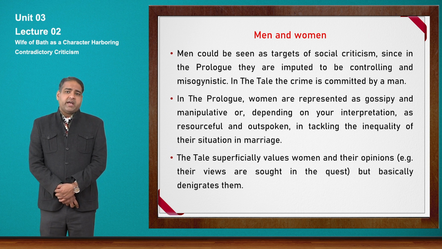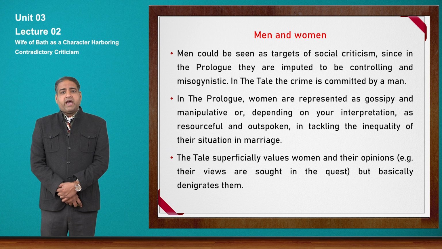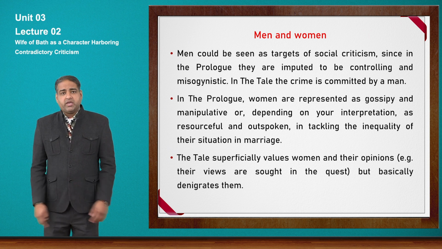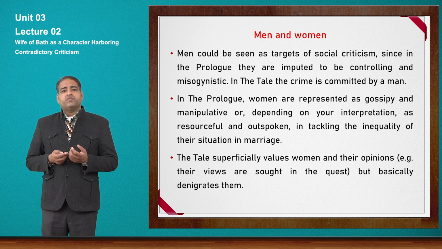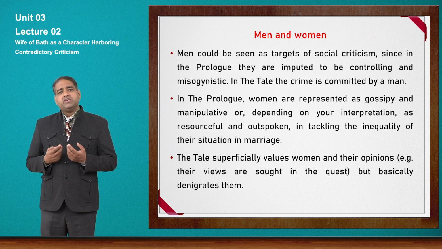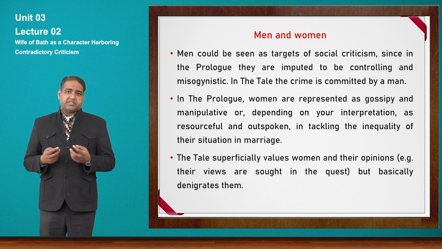In the prologue, women are represented as gossipy and manipulative, and depending on your interpretation, as resourceful and outspoken in tackling the inequalities of their situation in marriage. Friends, when we talk about the prologue to The Wife of Bath, we see that Chaucer is portraying women of the 14th century as gossiping, manipulative ladies. They are not intelligent, but they are resourceful and outspoken from whatever they hear from others. They are able to tackle the inequalities in marriage.